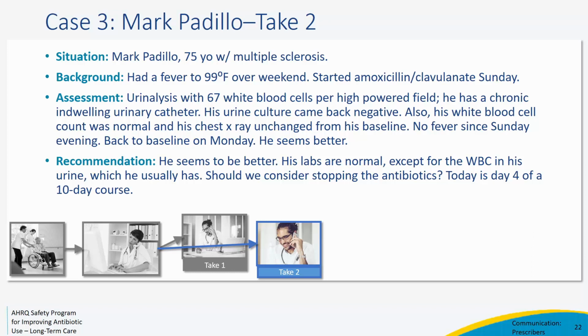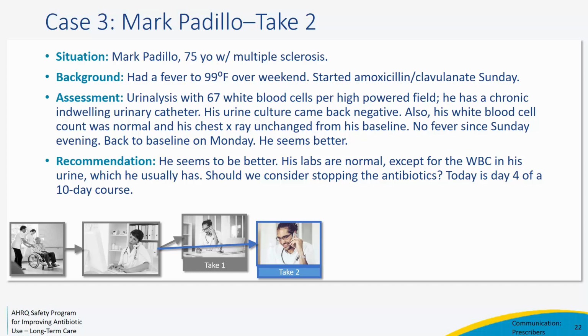Situation: Mark Padillo, 75-year-old with multiple sclerosis. Background: had a fever to 99 degrees Fahrenheit over weekend. Started amoxicillin clavulanic Sunday. Assessment: urinalysis was 67 white blood cells per high-powered field. He has a chronic indwelling urinary catheter. His urine culture came back negative.